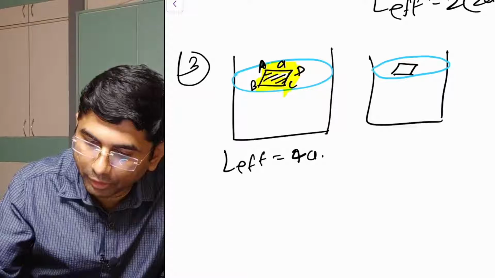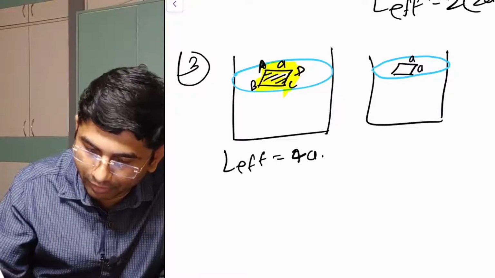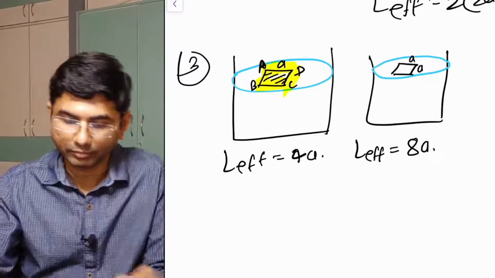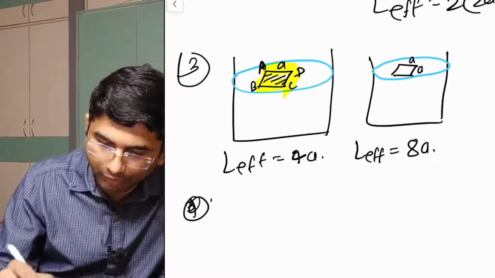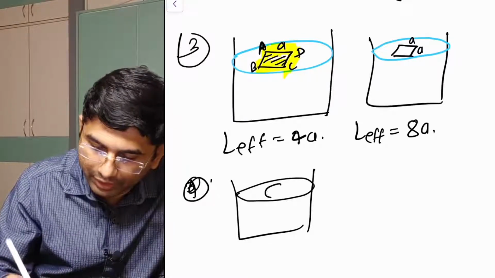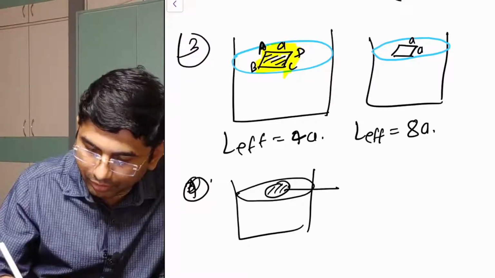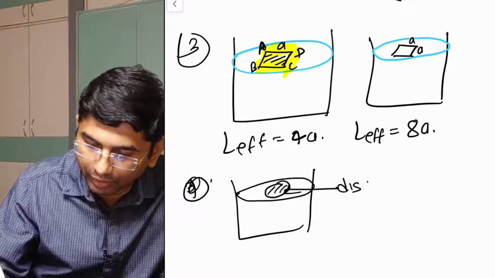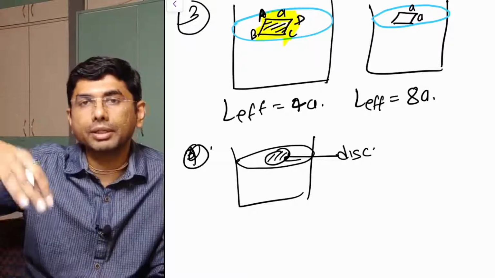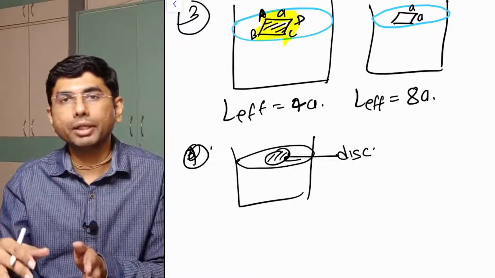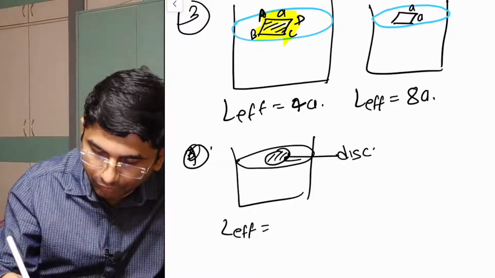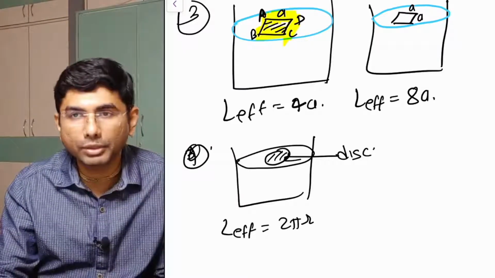If I am having a square frame, then the effective length will be 8 times A. Like that you have to find out. If I am having a disc, a circular disc, then again I have to find out the circumference, the length of the disc which is coming in contact with the water surface. Therefore the effective length will be 2 pi r, where r is the radius of the disc.